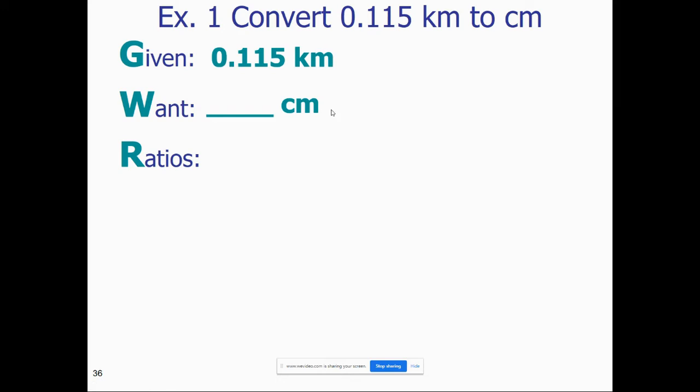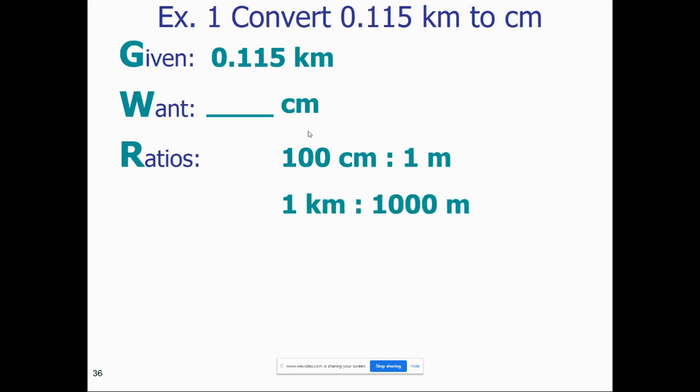But what you do know is a relationship between kilometers and meters, and a relationship between meters and centimeters. So the meters is going to be your middleman. You know 100 centimeters is equal to 1 meter, and you know that 1 kilometer is equal to 1,000 meters. These are the two relationships you know. When in doubt, head to that base. Now you've got two different relationships that each have meters. So that's going to be our middleman.